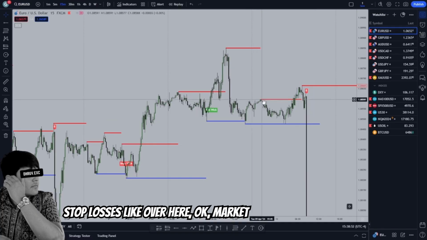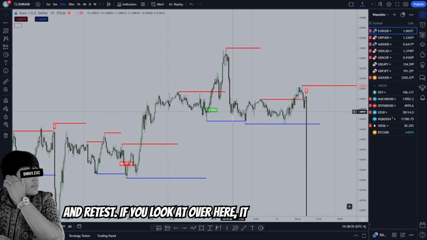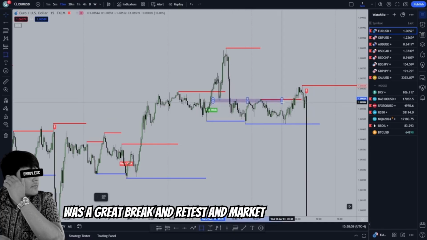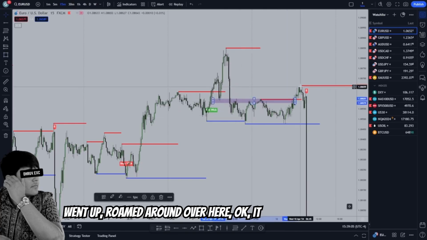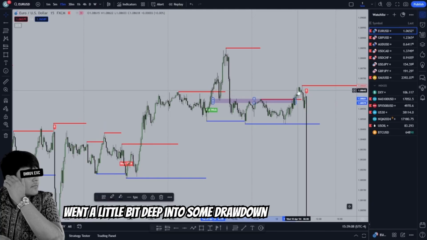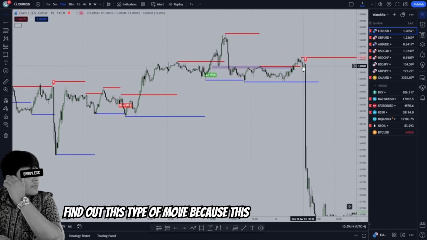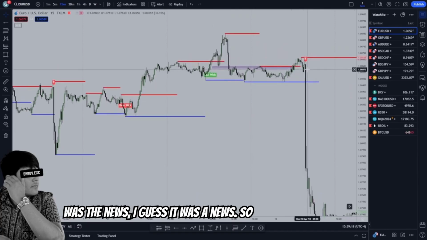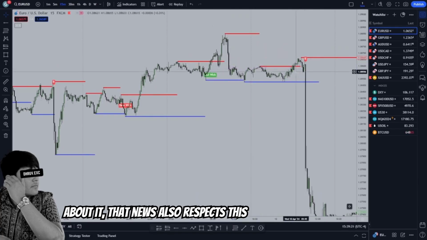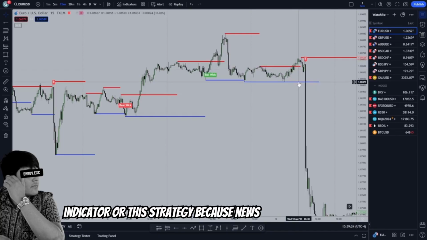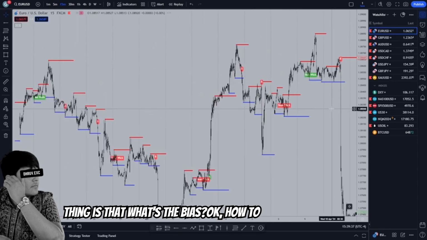Like over here, okay, there was this really good break and retest. If you look at over here, it was a great break and retest, and market tapped once, twice, thrice, and it fell down. But what happened after that? Market went up, it roamed around over here, okay? It went a little bit deep into some drawdown. But what happens after that? And I'm not saying that you will be able to find out this type of move, because this was the news, I guess. It was a news, so that's why it fell like this. But think about it, news also respects this indicator or this strategy, because news is based on liquidity, that is, where's the liquidity, okay? So if you're following the liquidity strategy, then you will be on the right side every time, okay?